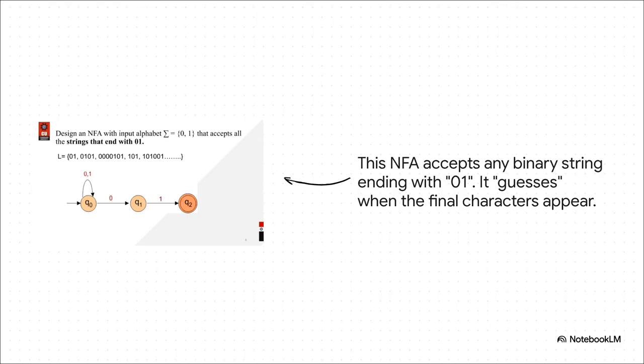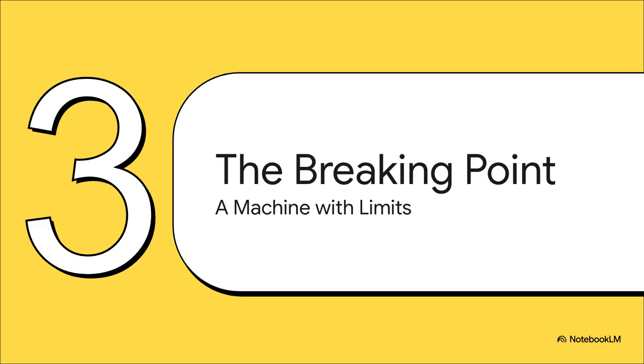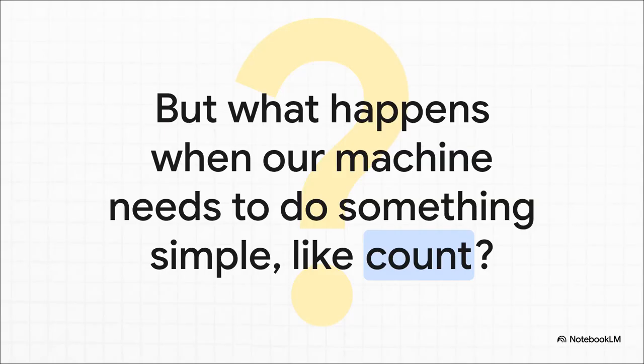So our finite automaton seems pretty clever, doesn't it? It can check for patterns, specific endings, all sorts of things. But what happens when we give it a problem that it just can't solve? See, every hero has a weakness, and our FA's weakness is that terrible memory. Just think about this for a second. To solve some pretty basic problems, you need to remember stuff. What if you need to check if the number of A's at the beginning of a string is exactly the same as the number of B's at the end?